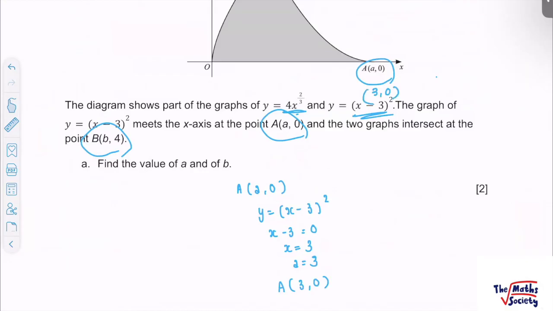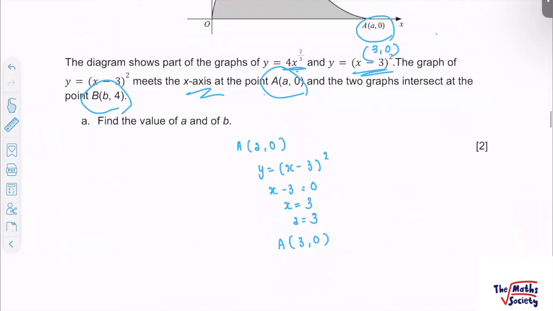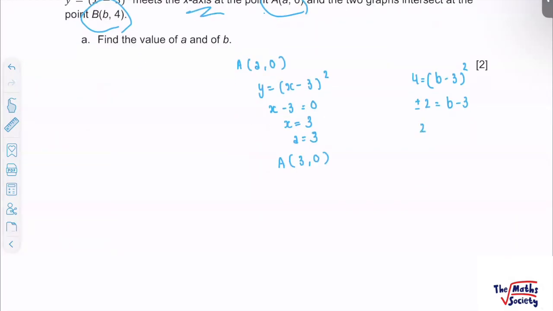And the second one, B, we have the point there. So we're going to have them together. That's going to be 4 equals (b minus 3) the whole square. You're going to get plus or minus 2 equals b minus 3. If it's plus 2, you get 2 equal to b minus 3, and that's b equals 5, which we might have to reject. And then the other one is minus 2, so minus 2 equal to b minus 3. So that's b equals 1.